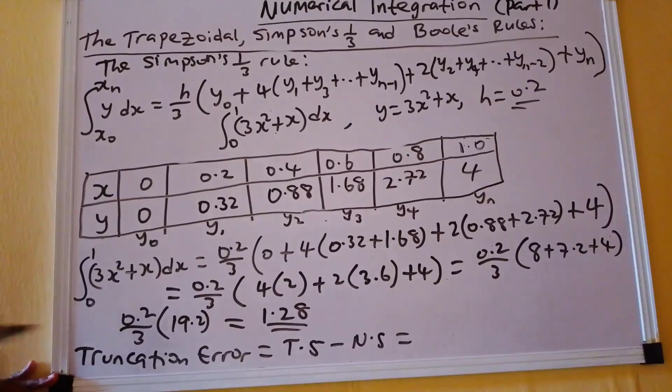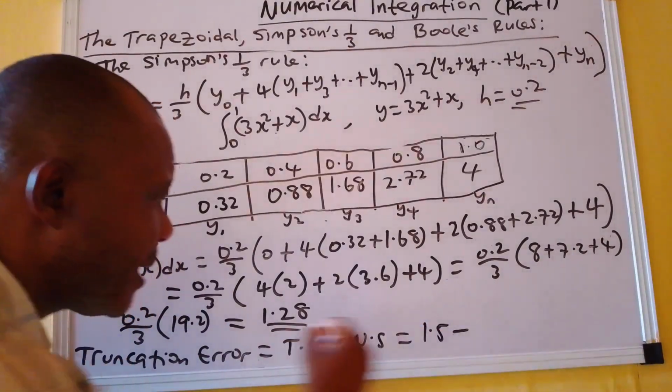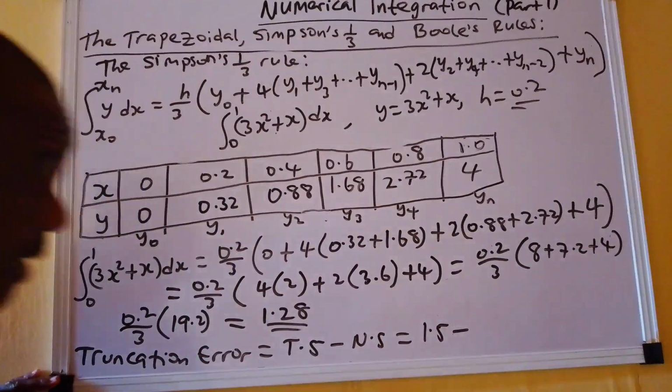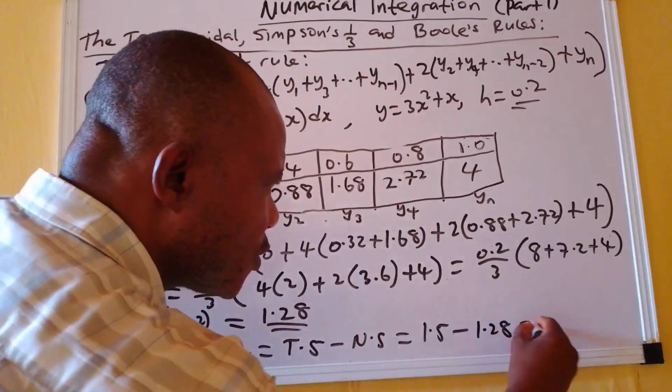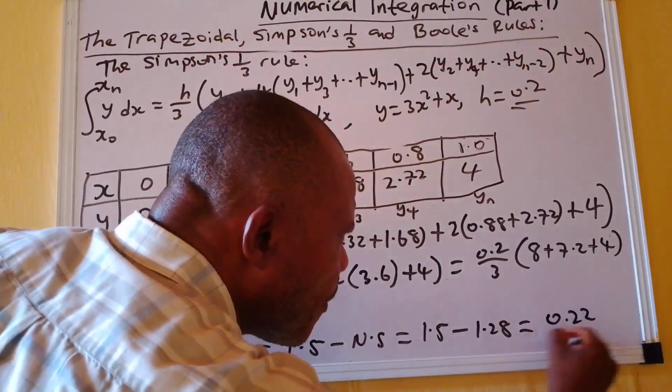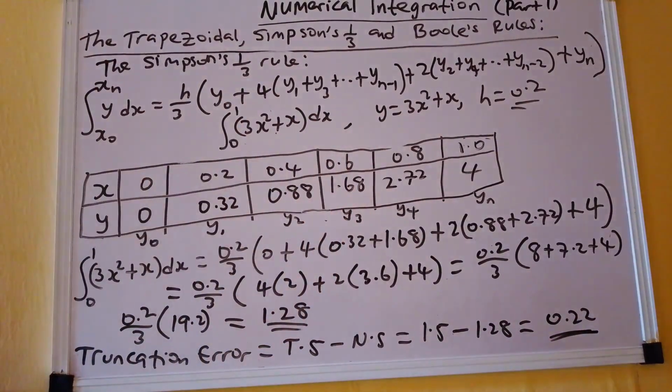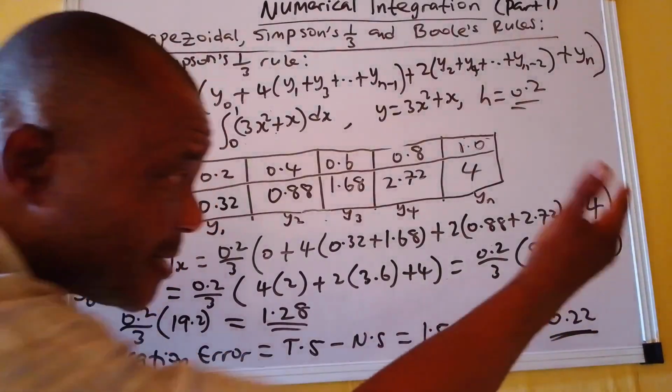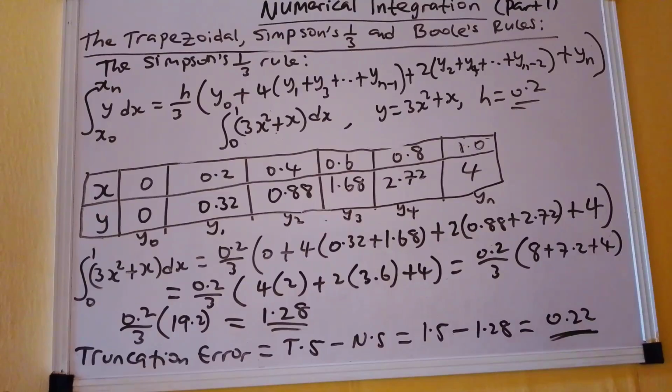Of course, remember our true solution is 1.5, and our numerical solution here using the Simpson's 1/3 rule is 1.28. So this leaves our truncation error to be equal to 0.22. If you want to make a decision based on the two methods we have used to solve this problem, you will see that the trapezoidal rule produced a better result because it has a lesser error. The error from the trapezoidal rule is minus 0.02. The error from the Simpson's 1/3 rule is now 0.22, which is higher than that from the trapezoidal rule.